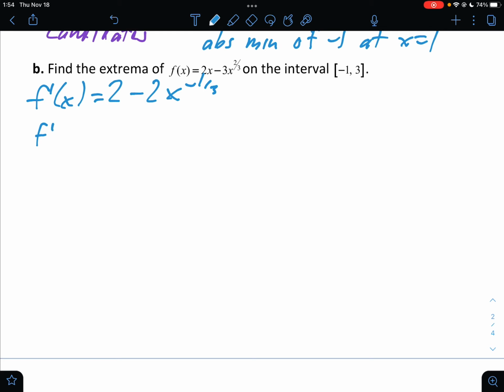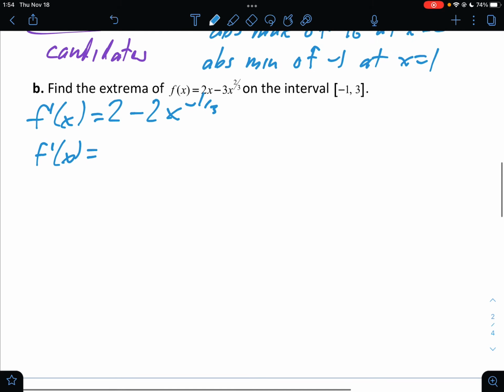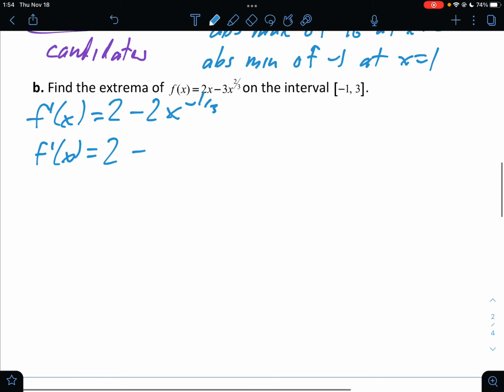And if we rewrote that, it would be 2 minus 2 over x to the 1/3. Okay? So first of all, we can see there's definitely at least going to be one other candidate. When x is equal to 0, this is going to be undefined. So we just found a third candidate for our test. Now we have negative 1, 0, and 3. But now we need to also see if our derivative would ever be equal to 0.